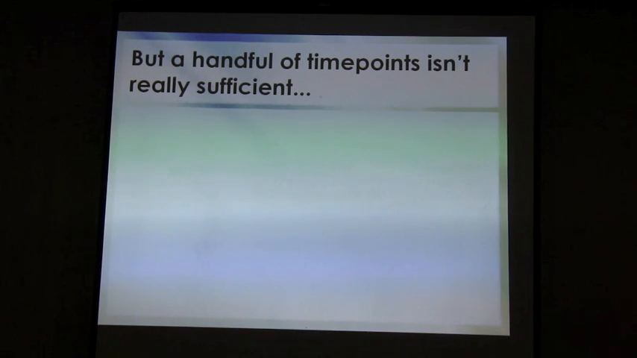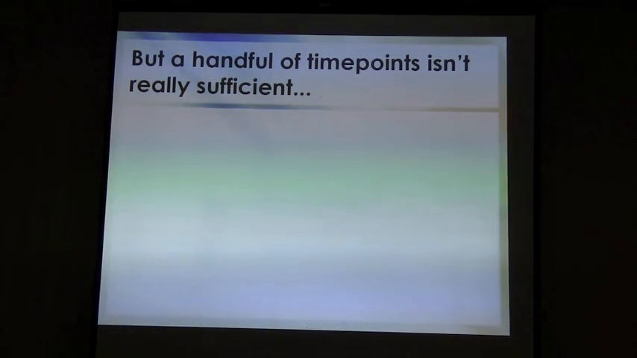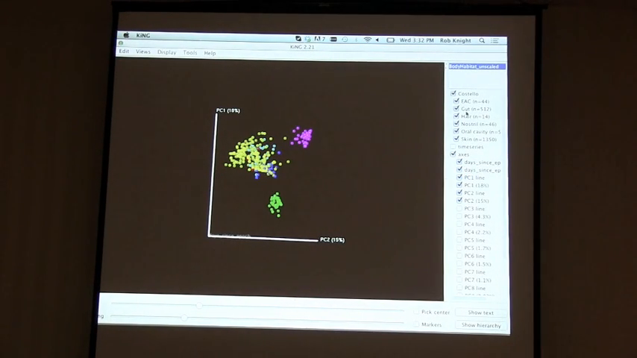But one thing that's frustrating about this is that a handful of time points isn't really sufficient. So in our project we looked at 4 time points, and in the HMP we only looked at a maximum of 3 time points per subject. And to illustrate why this is limiting, this is the viewer we use at the moment for QIIME output. So there's the gut down there, there's the mouth over there.